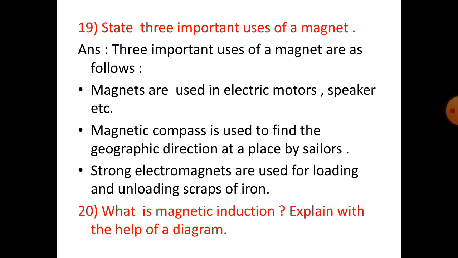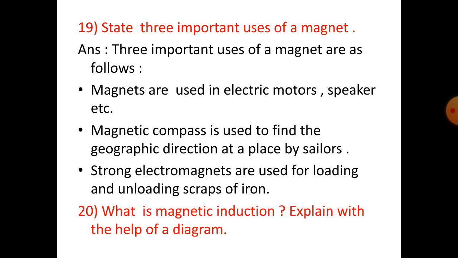Number 19. State three important uses of a magnet. Three important uses of a magnet are as follows. Magnets are used in electric motors, speakers, etc. Magnetic compass is used by sailors to find the geographic direction at a place. Strong electromagnets are used for loading and unloading scraps of iron.